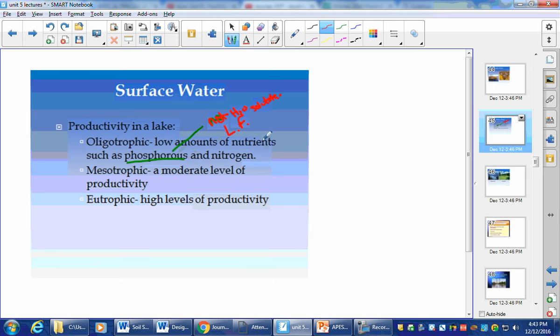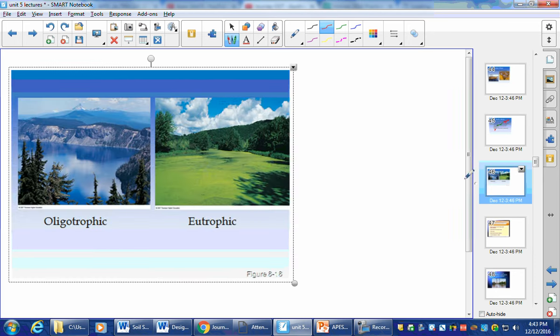Phosphorus in water ecosystems. Mesotrophic is a moderate level of productivity, and eutrophic is high levels of productivity. So remember eutrophication, right? Relate that word eutrophication to eutrophic. Now, eutrophication is when you go way overboard and you have things like algal blooms. So differentiate between eutrophic lakes and eutrophication of the lake. They're different. Okay, oligotrophic and eutrophic.